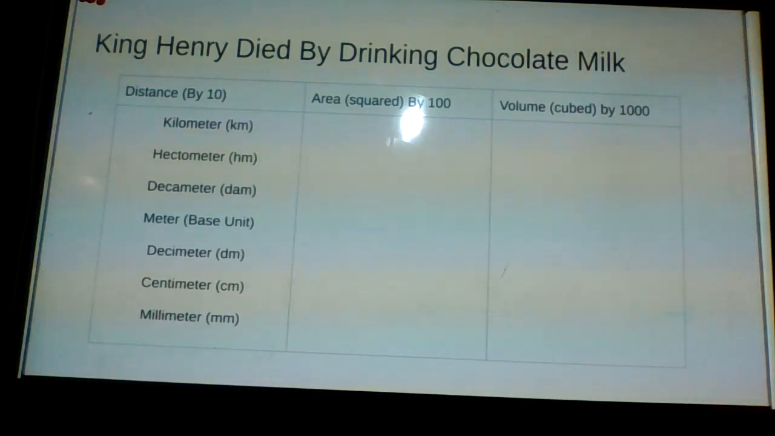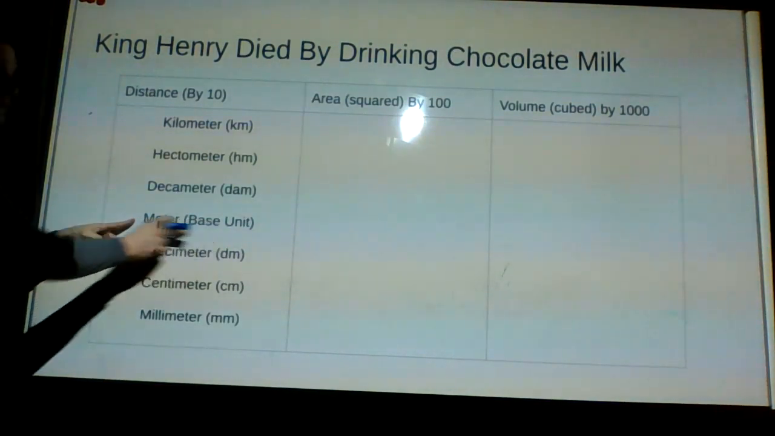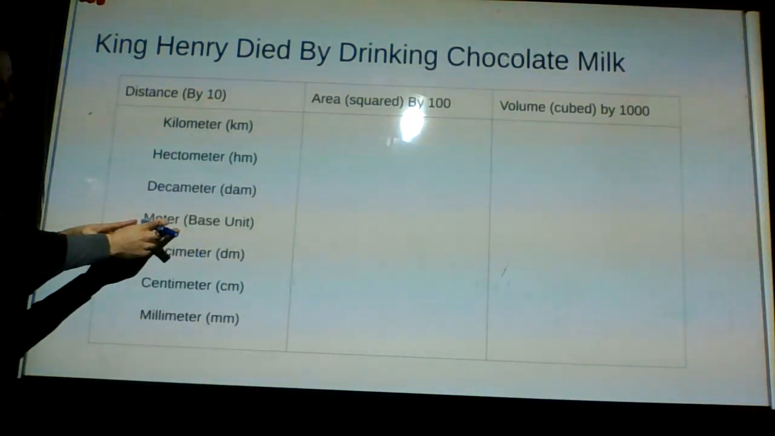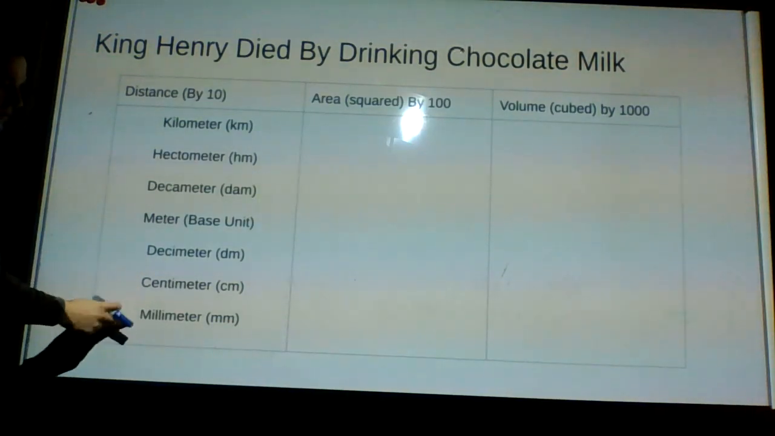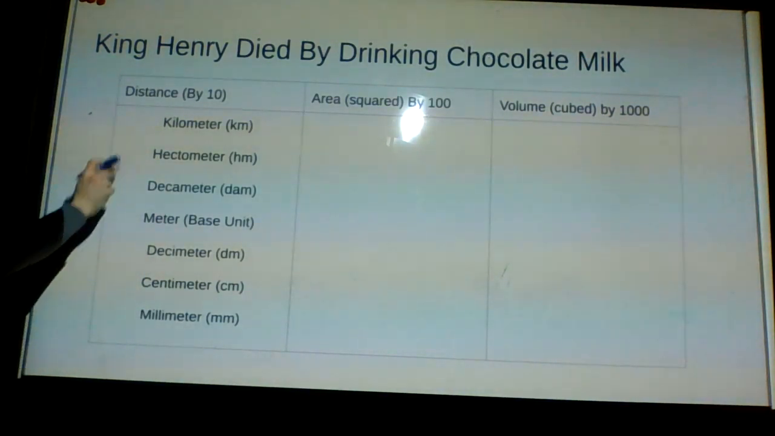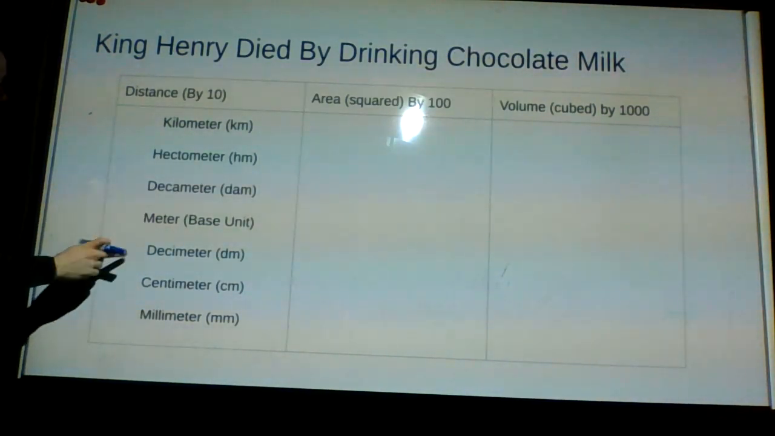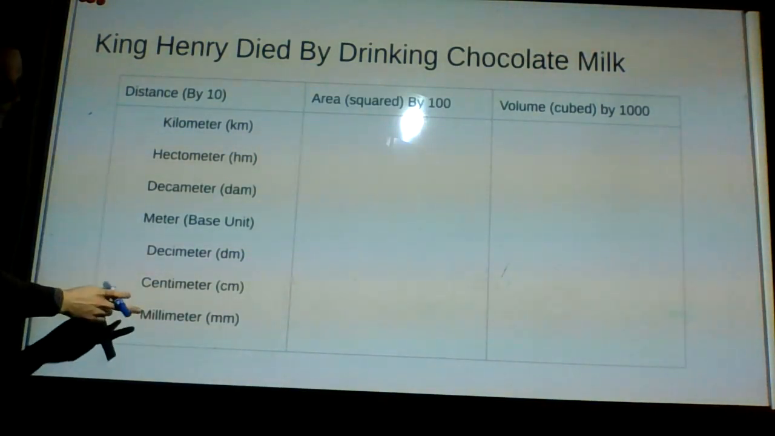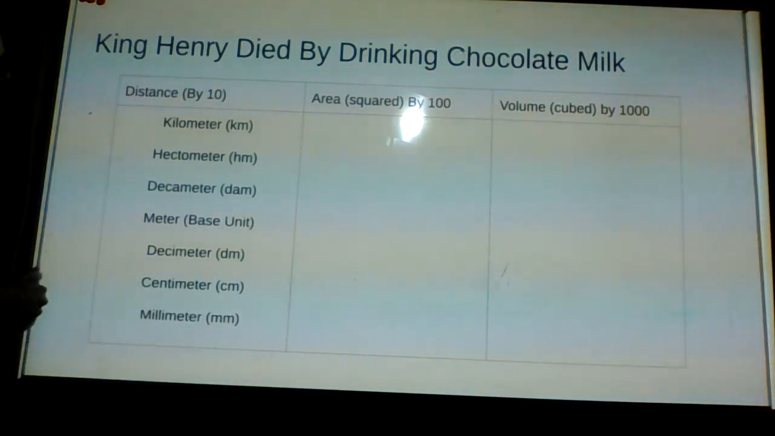So this table reminds you how we convert using King Henry. King Henry died, base unit, which if we're looking at distance would be meters. By drinking chocolate milk, so we have kilometer, hectometer, decameter, meter, decimeter, centimeter, and millimeter. So this is how we convert with distances.